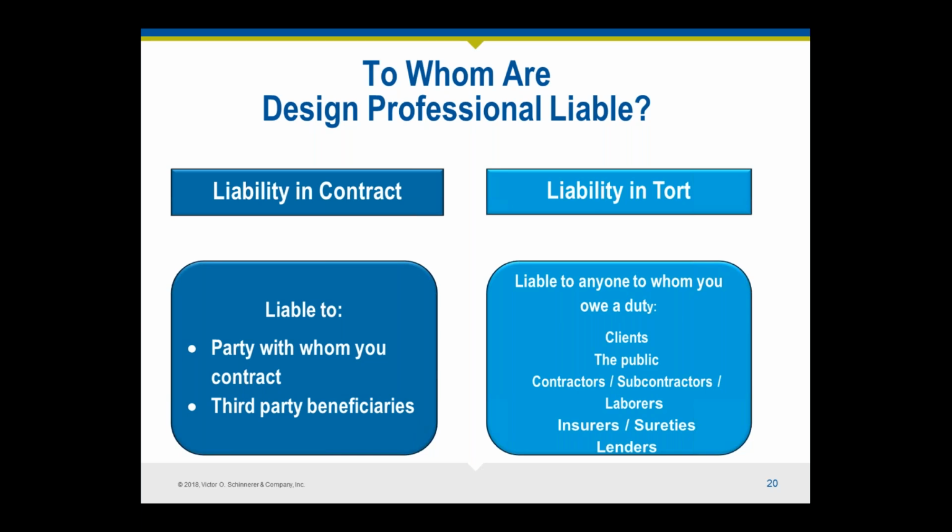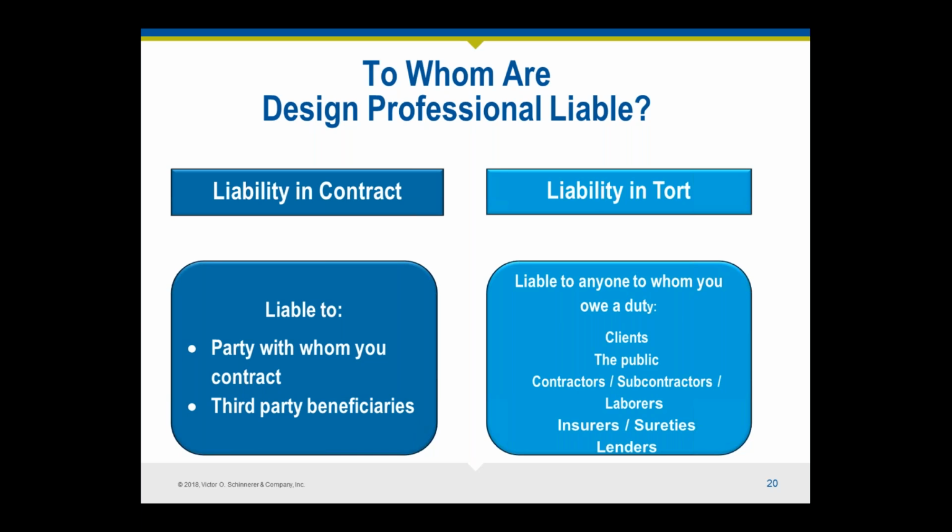Then there's liability in tort, and that's much greater. I mean, that can be liability to anyone to whom you owe a duty. And they're very jurisdiction specific, but it can apply to clients, the public, contractors, subcontractors, laborers, insurers, sureties, and even lenders. Some states even include foreseeable users. For example, condominium owners or the homeowners association. Even though your agreement is with the developer, you have no relationship with the homeowners or the homeowners association. But depending on the jurisdiction that the project is located in, you might still have legal liability to them.